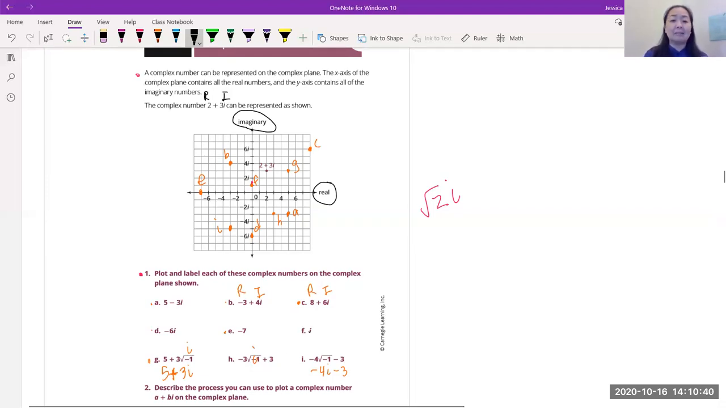Okay, but what about i? Like, where do I go with that? So it's definitely going to be imaginary, right? But remember, i is like a one eye, right? So you literally have one eye. So it's right here at F. That's one eye, okay? And then if you have 2i, it's right here. It's 2 eyes.